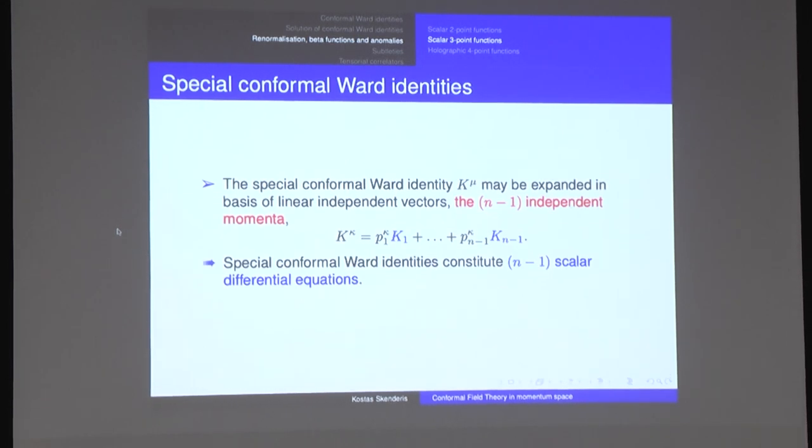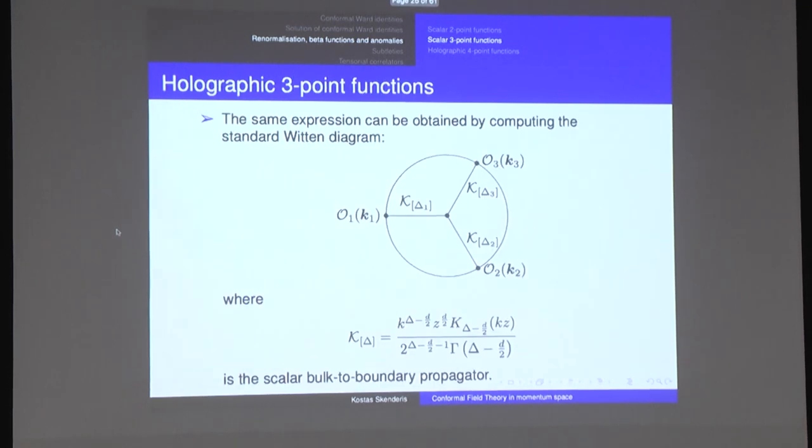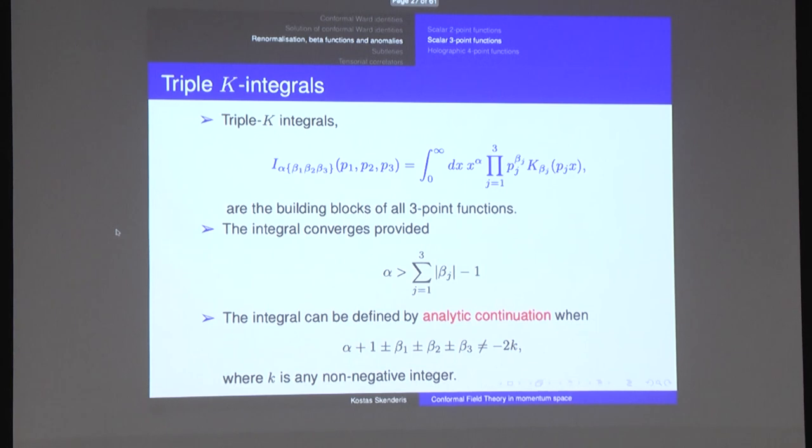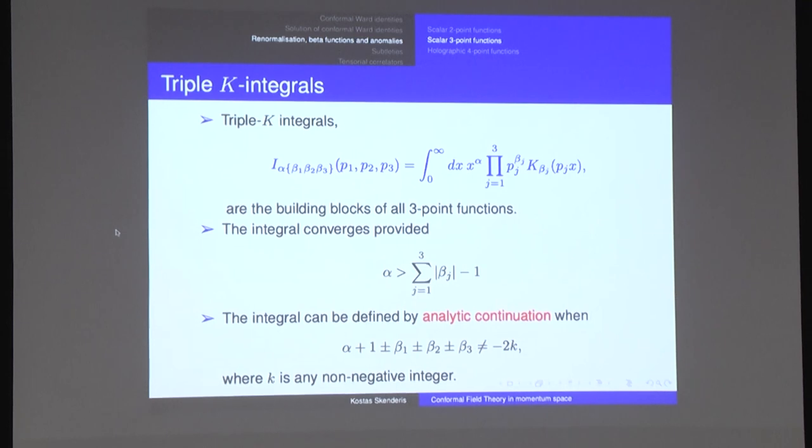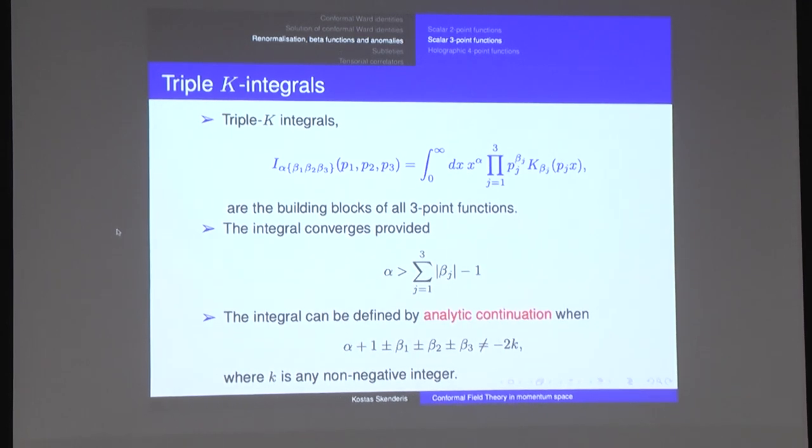So now all three-point functions are obtained using this triple K as building blocks. Let me give you a little bit more information about those. I will define this integral here and give it a name. I will characterize this in terms of four parameters. One is the value of x, and the other three are the indices of the Bessel functions. Of course, that also depends on the three momenta.